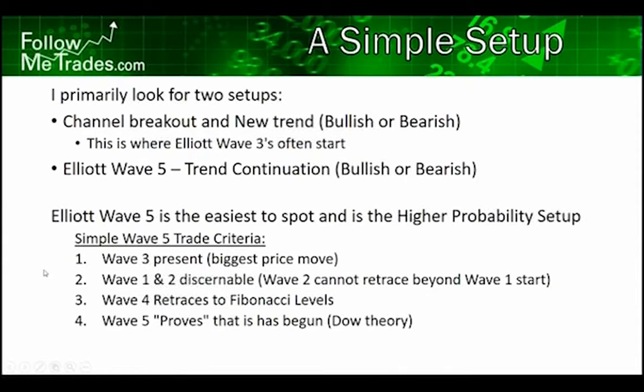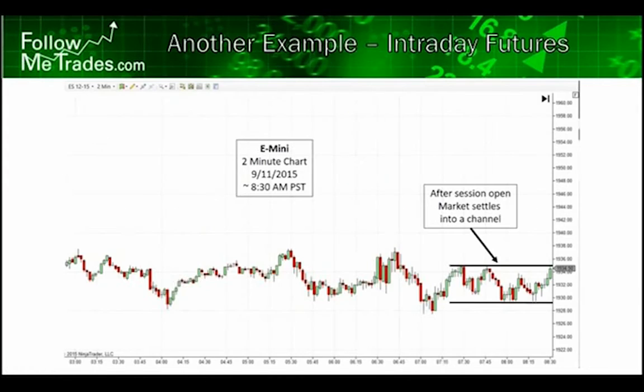How do you spot an Elliott wave 5 trade? Well, there's been a wave 3, and we don't have to overcomplicate that. It's just the biggest, most dramatic price movement on the chart. Then we go look for wave 1 and 2. Where did that start? And a simple rule: wave 2 cannot retrace beyond wave 1. We look for a wave 4 that retraces to Fibonacci levels, and then wave 5 proves that it's begun with Dow Theory. New high, higher low, higher high, just like I showed you on that merge chart. You get all that, it's a go as long as the risk to reward is good.